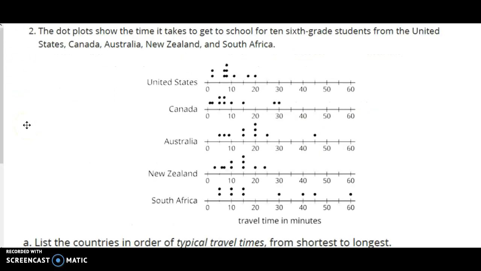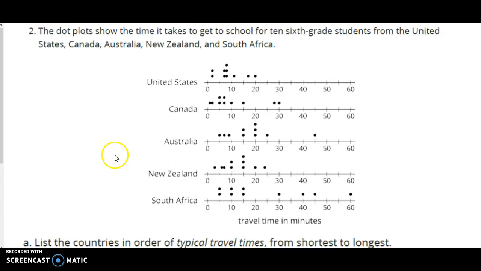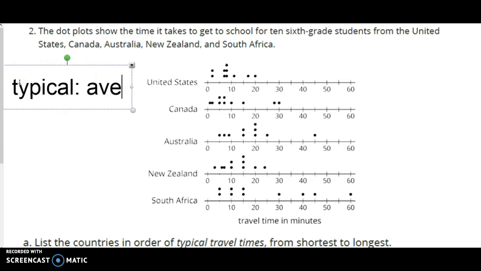2, the dot plots show the time it takes to get to school for 10 sixth grade students from the United States, Canada, Australia, New Zealand, and South Africa. So when we are looking at number 2, we're going to talk about 2 words here, typical and variability. I'd like you to write these words over here. Typical means average or normal.